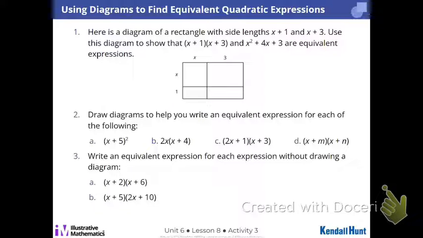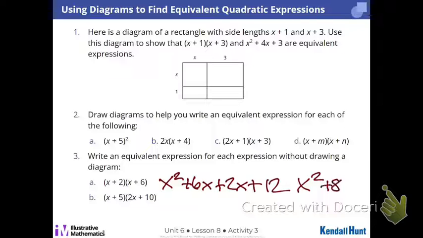Let's see. Okay, so I got x squared plus 6x. So that's when you distributed the x. Yep. And then I got plus 2x plus 12. And combined that would be x squared plus 8x plus 12. Great.